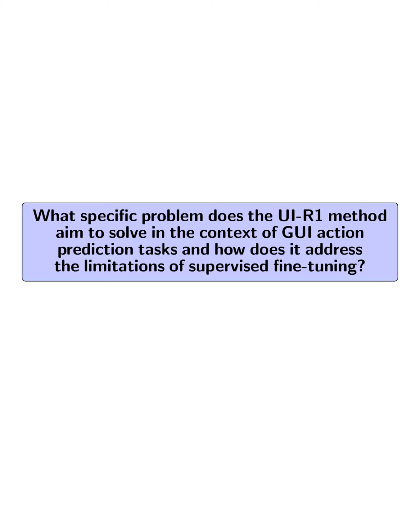What specific problem does the UI-R1 method aim to solve in the context of GUI action prediction tasks, and how does it address the limitations of supervised fine-tuning?